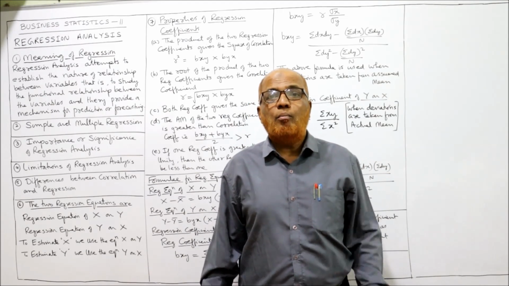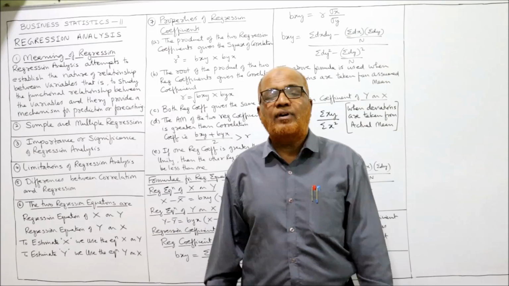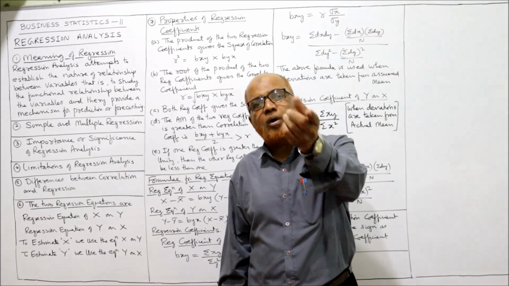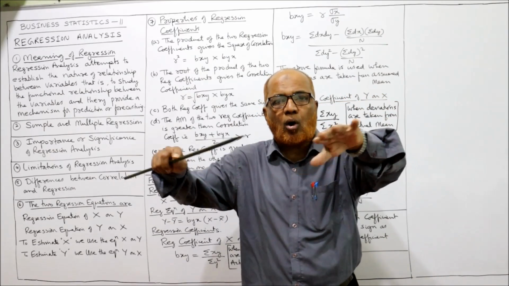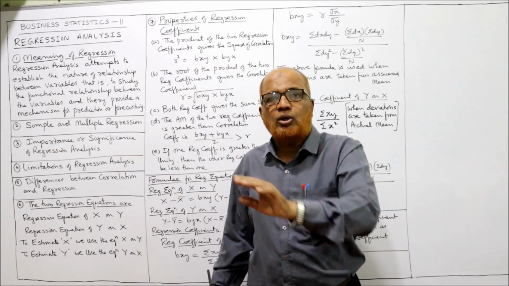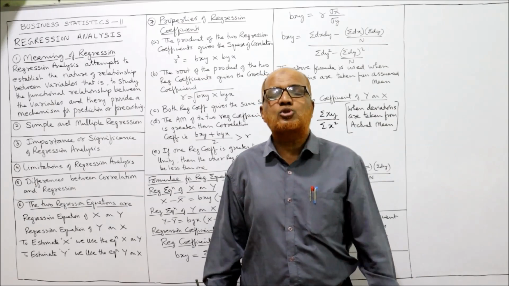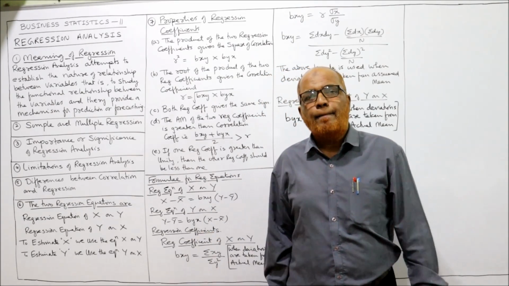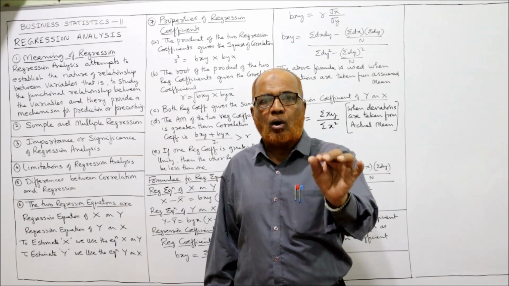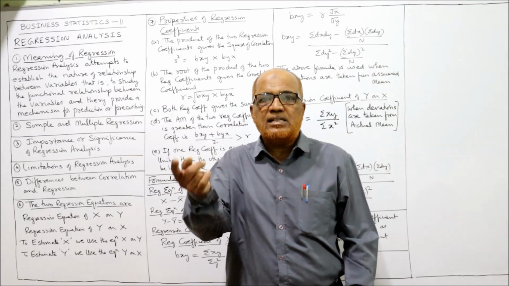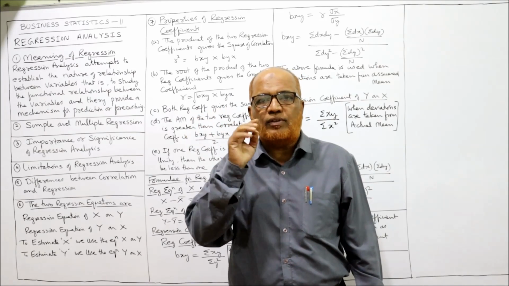Multiple regression, more than two variables are there. When we study more than two variables, what is the functional relationship of all the variables? More than 2, 3, 4, 5, 6. It is called multiple. Simple example, sales. Sales does not depend only on advertisement. Sales will depend on the price of the product.